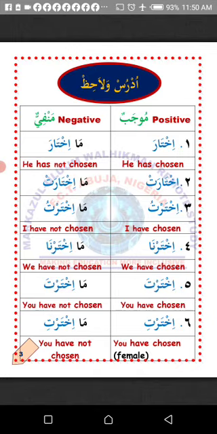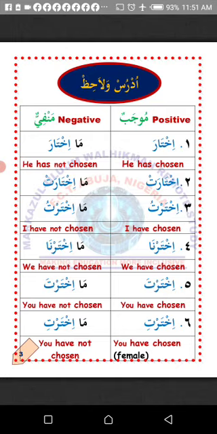Remember, the alifun in ikhtara can only be read when found at the beginning of a sentence. However, whenever it is found in the center of a sentence, the alifun is going to be dropped. For instance, ikhtartu, I have chosen. Now the alifun has been read. Makhtartu, I have not chosen. Now the alifun has been dropped. Makhtartu, not ma ikhtartu, rather makhtartu, I have not chosen. Arba, number 4.